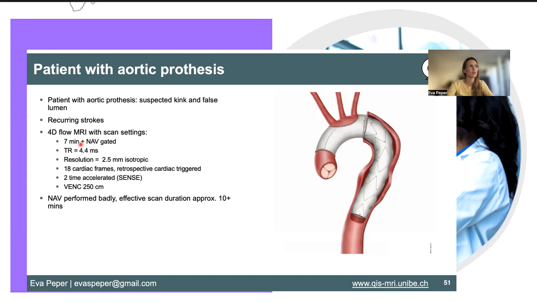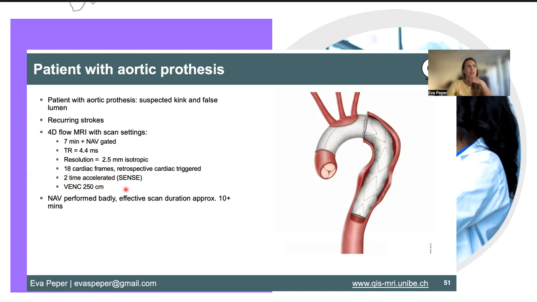So we did this 4D flow scan, which was a 7-minute scan. It was breathing navigation gated, so there was some correction on the breathing motion. The TR was 4 milliseconds, with a 2.5 millimeter isotropic resolution. We had 18 cardiac frames and a VENC of 250 centimeters per second. And it was 2 times accelerated.